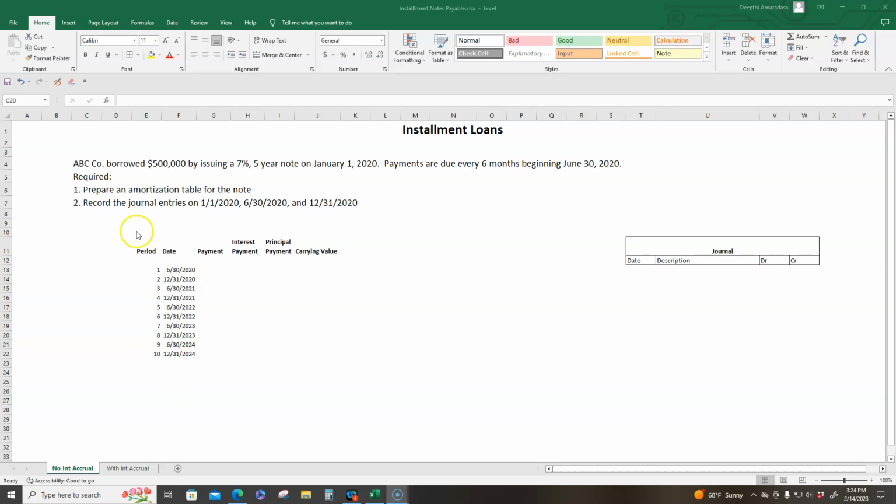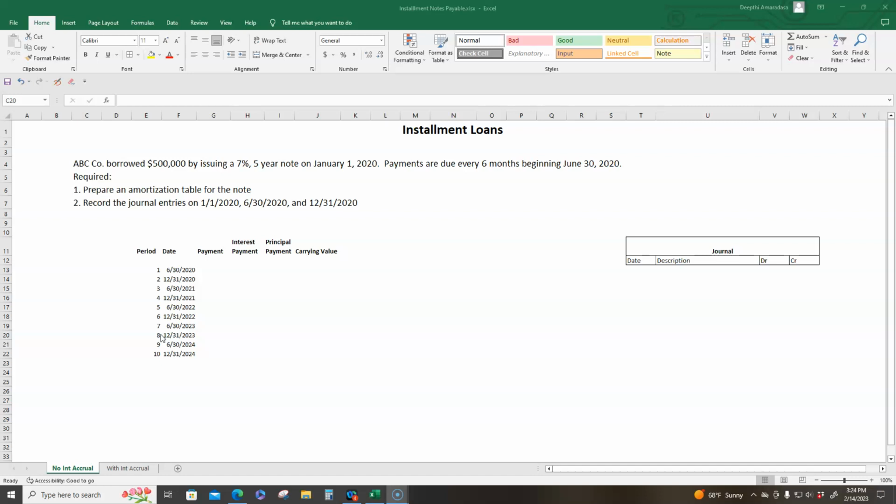It says ABC Company borrowed $500,000 by issuing a 7% 5-year note on January 1st, 2020. Payments are due every 6 months beginning June 30th, 2020. So that's 6 months after the date the loan was borrowed. They want you to prepare an amortization table for the note, and they want you to record the journal entries on January 1st, June 30th, and then December 31st of the first year.